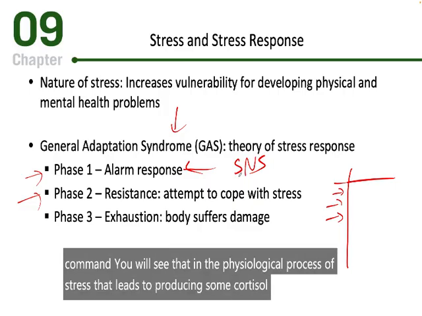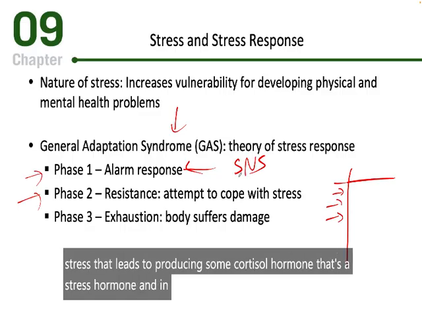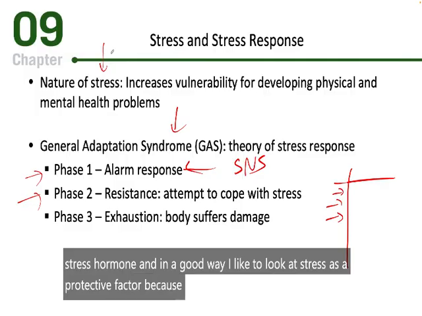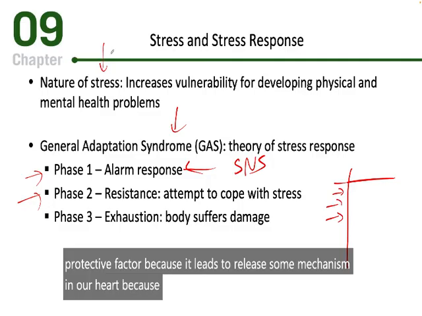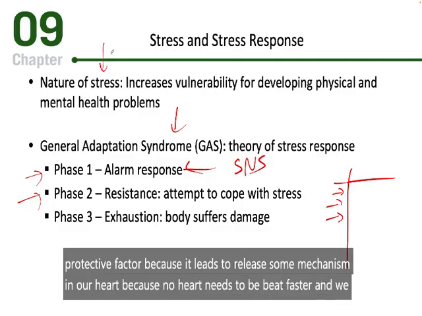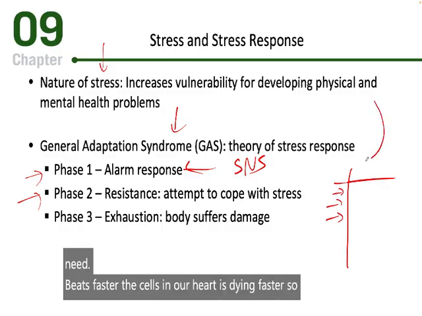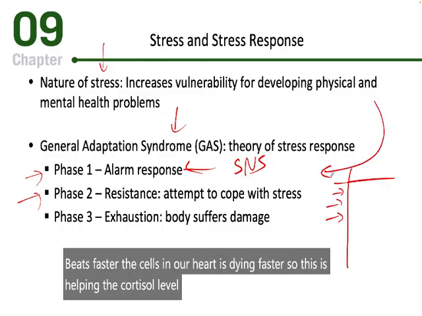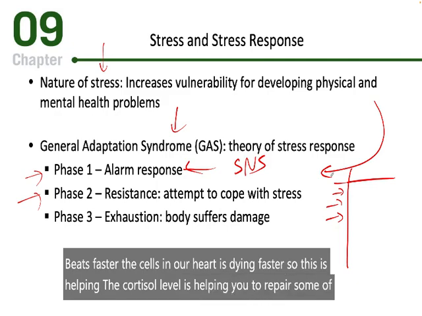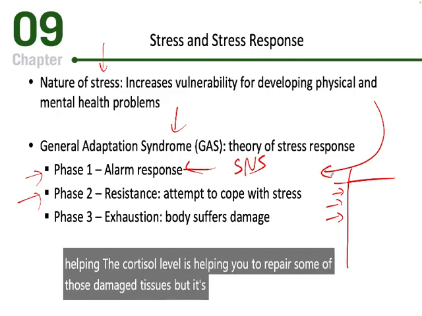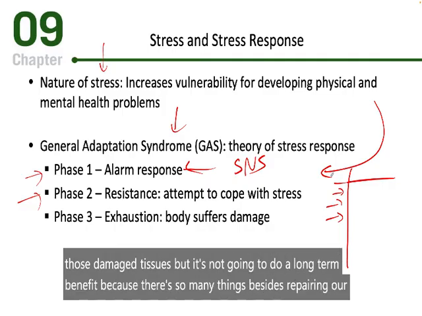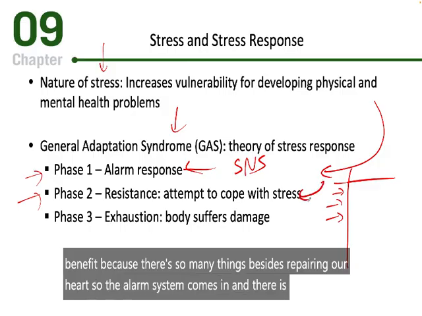It's a stress hormone. And in a good way, I like to look at stress as a protective factor because it leads to the release of some mechanisms in our heart, because now the heart needs to beat faster. And when it beats faster, the cells in our heart are dying faster. So this is helping. The cortisol level is helping you to repair some of those damaged tissues. But it's not going to give a long-term benefit because there are so many things besides repairing your heart. So the alarm system comes in, and there is a resistance attempt to cope with stress.